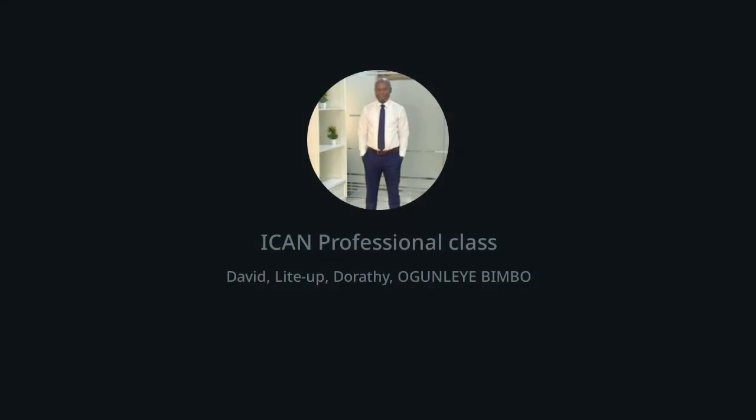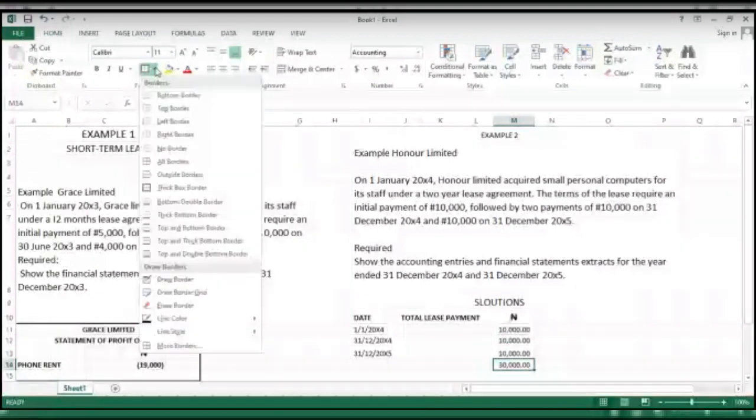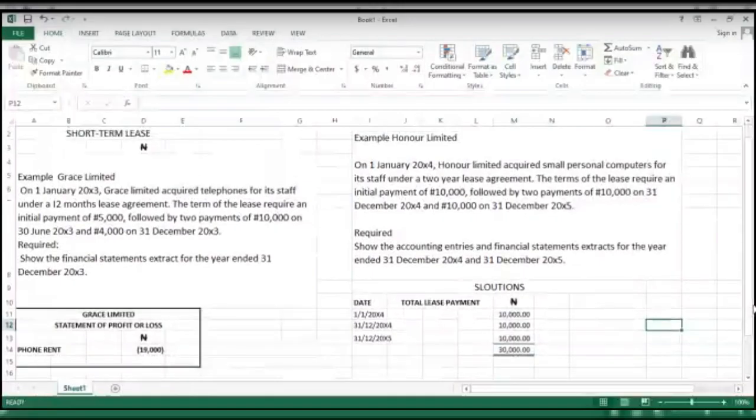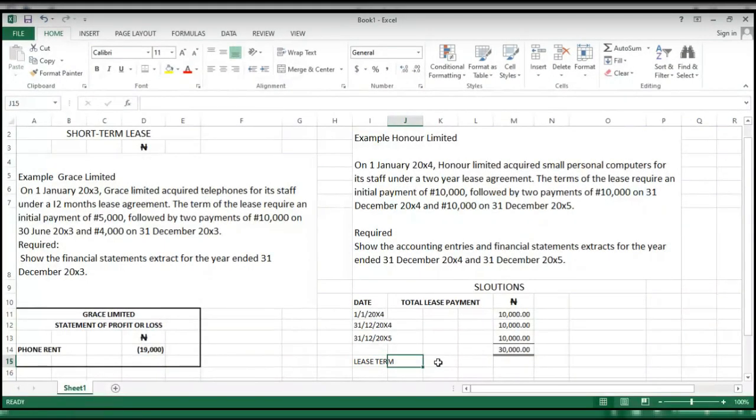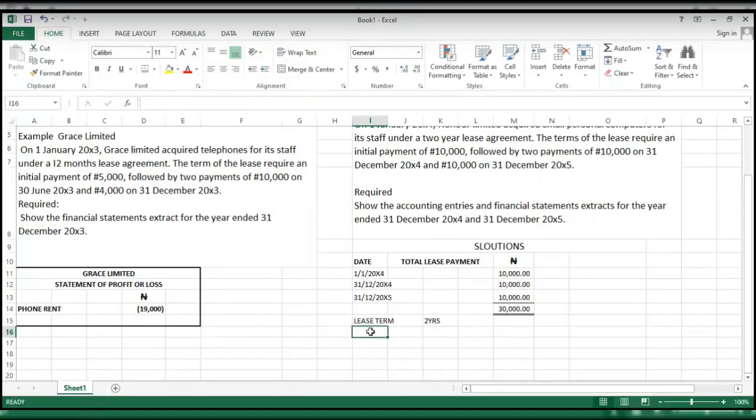Let me put that in perspective. This is a 2-year lease. So logically, we can see that the annual lease arrangement is 15,000. I put it here: lease term. The lease term is 2 years. So if the lease term is 2 years, how do we calculate the annual lease? Annual lease equals the 30,000 divided by the lease term, which is 2 years. 30,000 divided by 2, we're going to have 15,000 naira annual lease. So when we are posting into our financial statement, we know which lease affects which year.